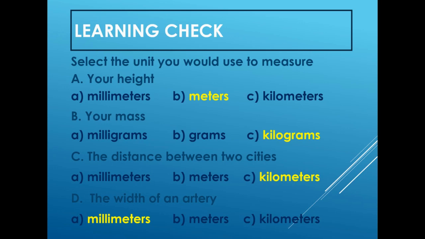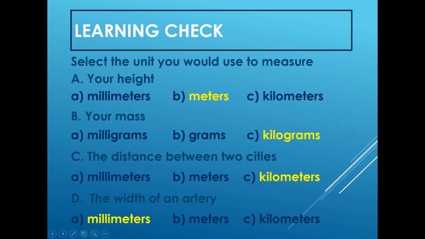So your height is more likely going to be measured in meters. Most people are going to be 1 point something meters. Some people will get to 2 meters. That would be about 6 feet. So meters would be the most appropriate unit to use for your height. Your mass, remember we talked about grams being about the size of a paperclip. So we definitely don't want to go smaller. We wouldn't use milligrams there. So we would use a kilogram to measure our mass.